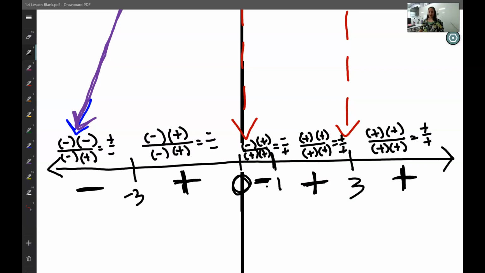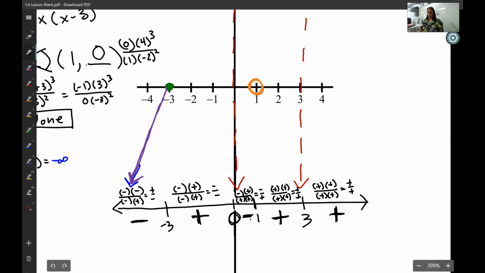Okay, here's how your sign line should have turned out. If you need to pause the video so you can look at this a little more closely and see which sign you missed, you can go back and double check that. Go ahead and do that now. But this is what we should get.